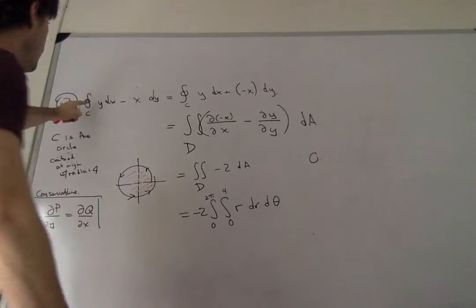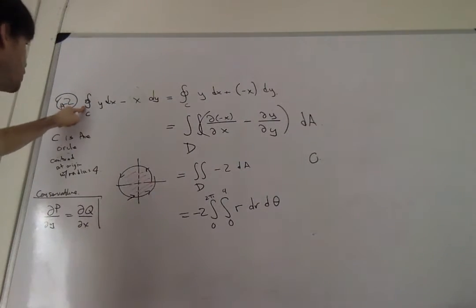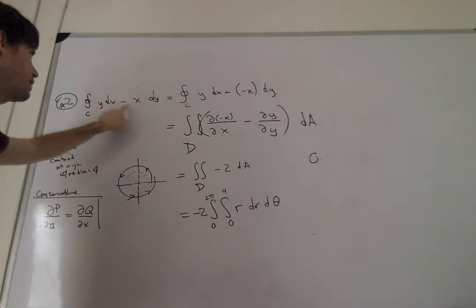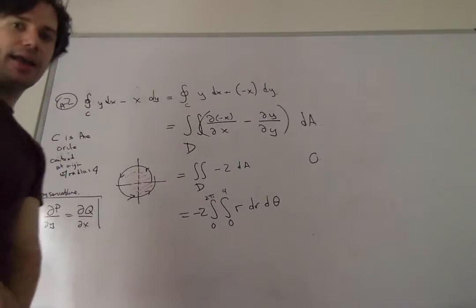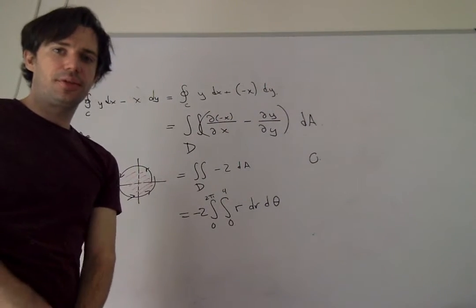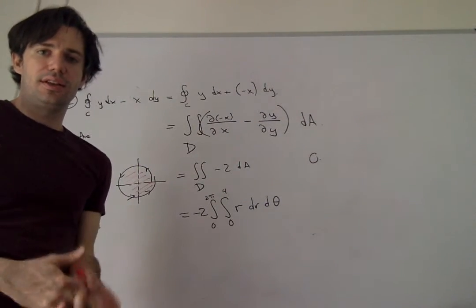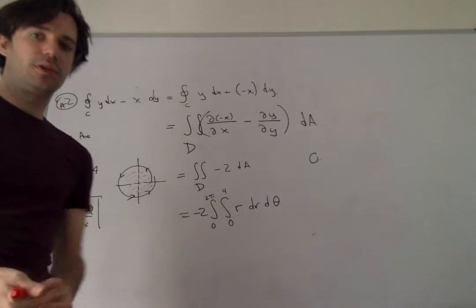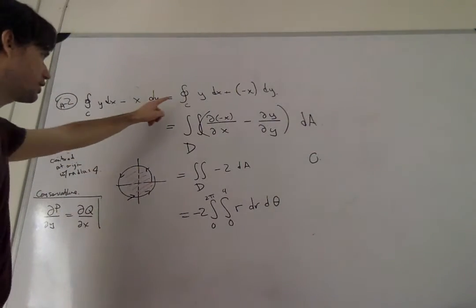So we were given this integral, which is the integral of y dx minus x dy. And again, if we apply the definition exactly, this might take some time. So we don't want to do that. So instead, we want to use Green's theorem.